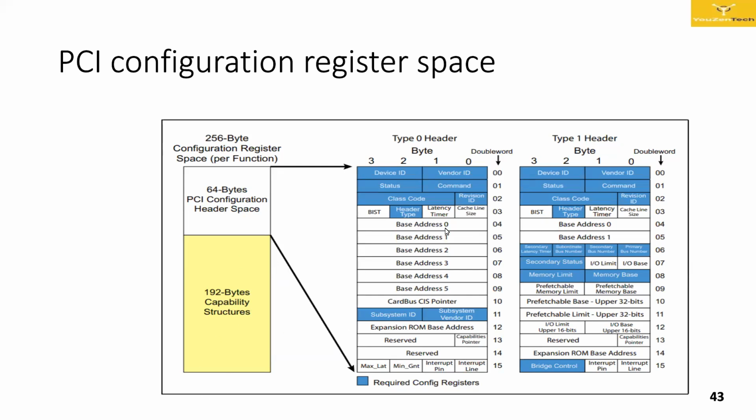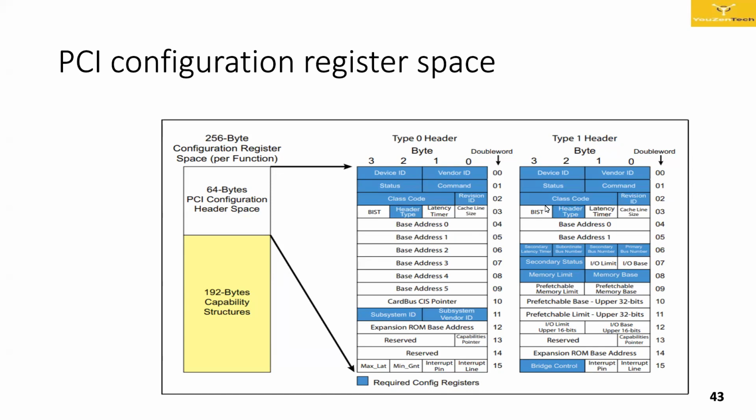And we have BAR 0, BAR 1. We will probably cover how the address mapping is done in the system memory tomorrow. And today again we have the header type.